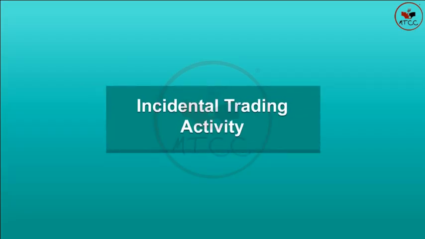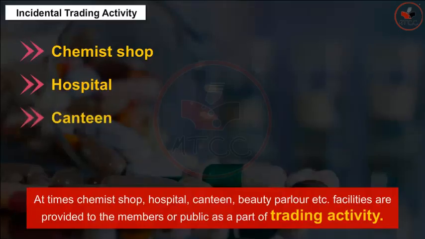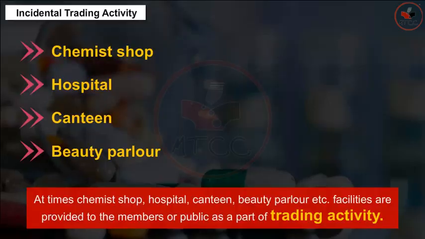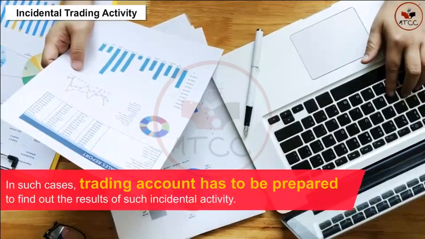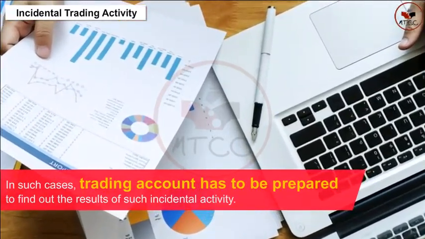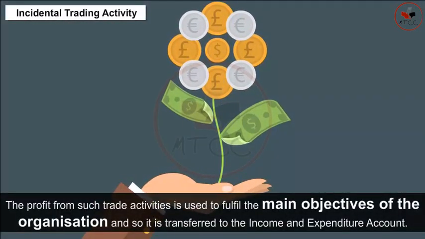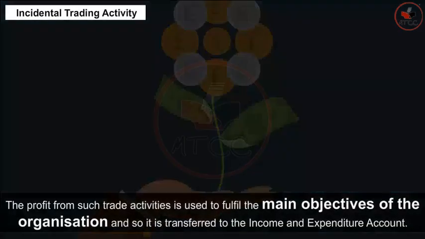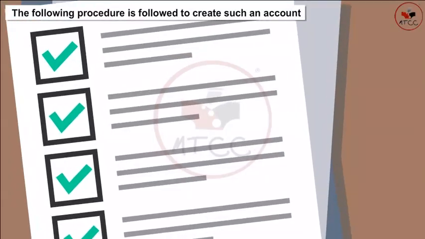Incidental trading activity. At times, facilities like a chemist shop, hospital, canteen, beauty parlor, etc. are provided to the members or public as a part of trading activity. In such cases, the trading account has to be prepared to find out the results of such incidental activity. The profit from such trade activities is used to fulfill the main objectives of the organization, and so it is transferred to the income and expenditure account. The following procedure is followed to create such an account.